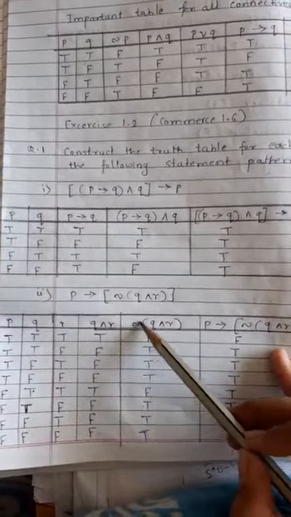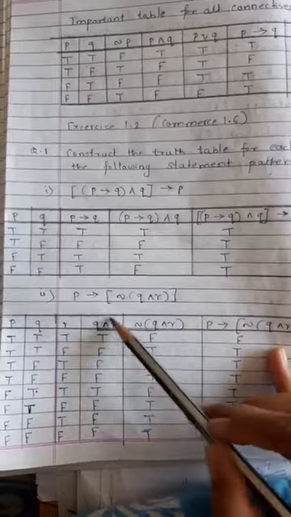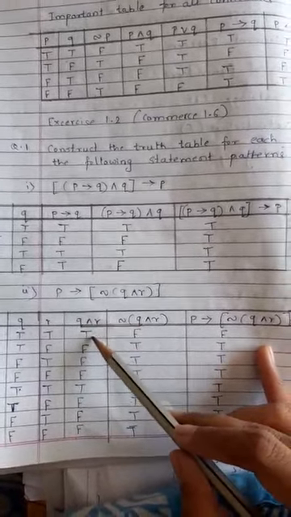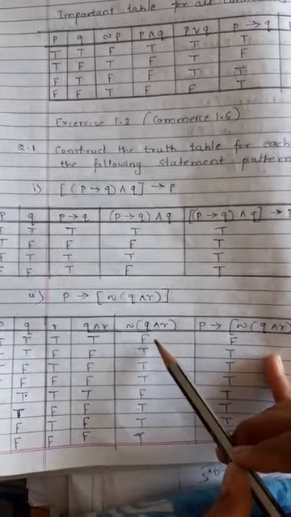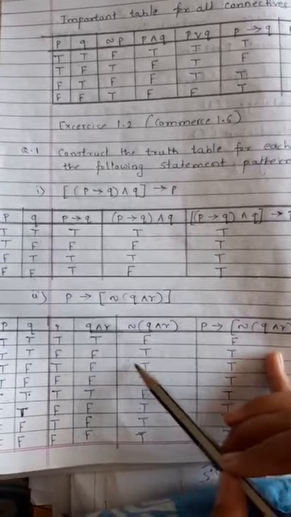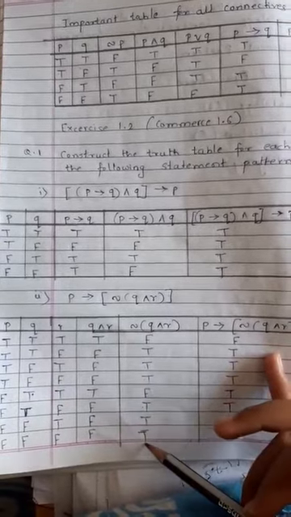Now the negation of this Q and R. We already have the column Q and R, and its negation means exactly the opposite. If you have T here, then it will be F here. Negation of T is F, negation of F is T, negation of F is T, negation of F is T, negation of T is F, and so on.